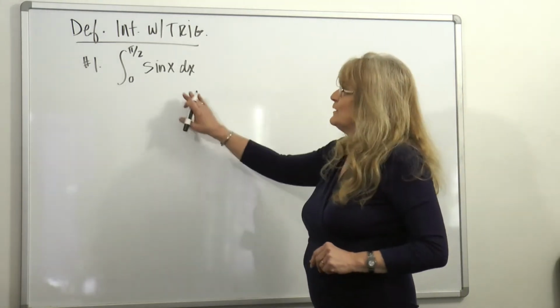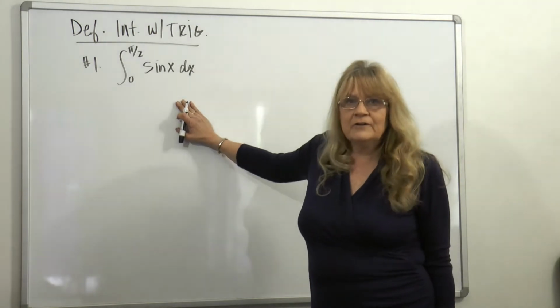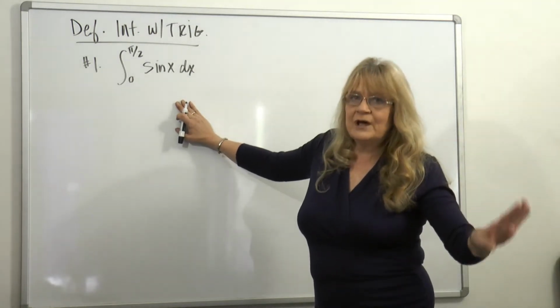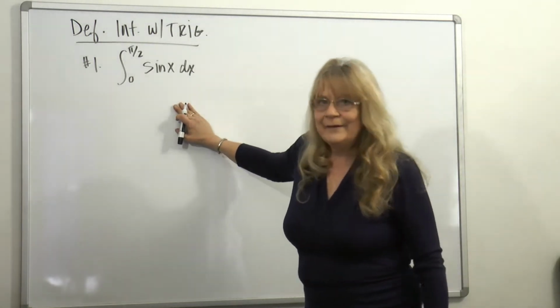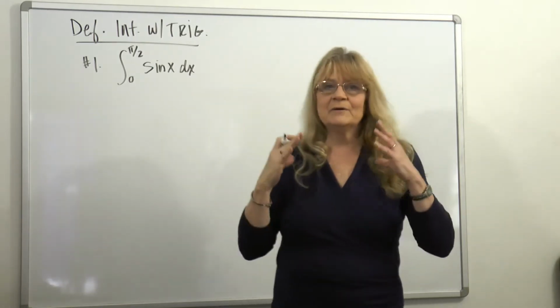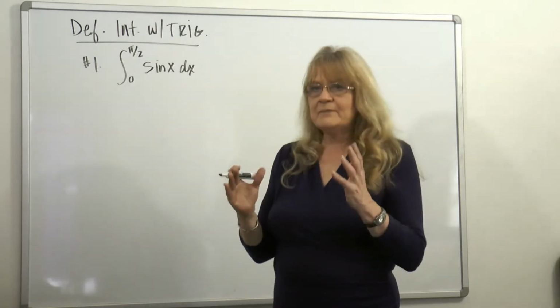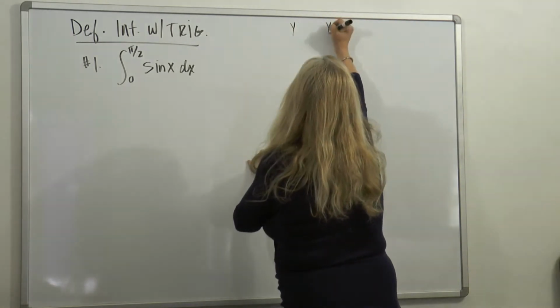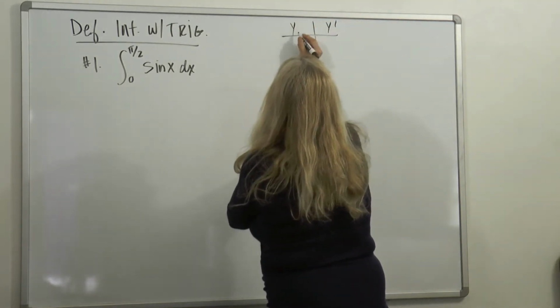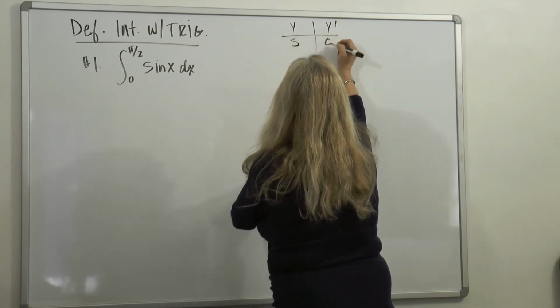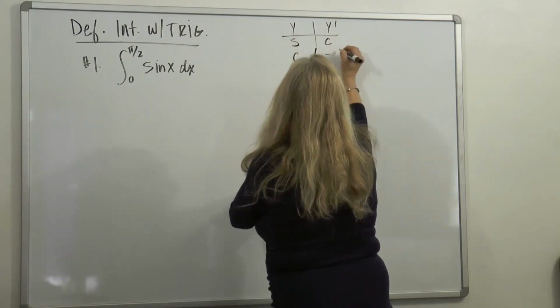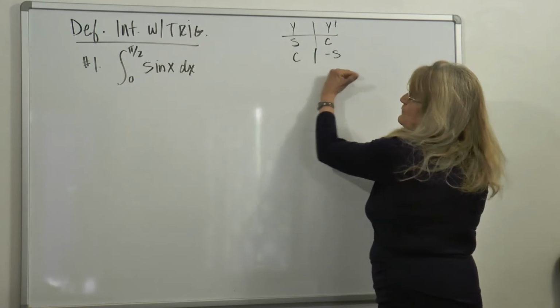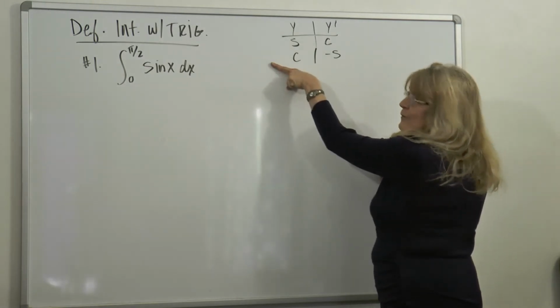Okay, we're going to do definite integrals involving trigonometry. These aren't too shabby if you're okay with the trig. Once again, anytime I'm dealing with trig, I make myself a little cheat thing. So, y and y prime, do this. The derivative of the sine is the cosine. Derivative of cosine is negative sine. Derivatives this way, integrals that way.